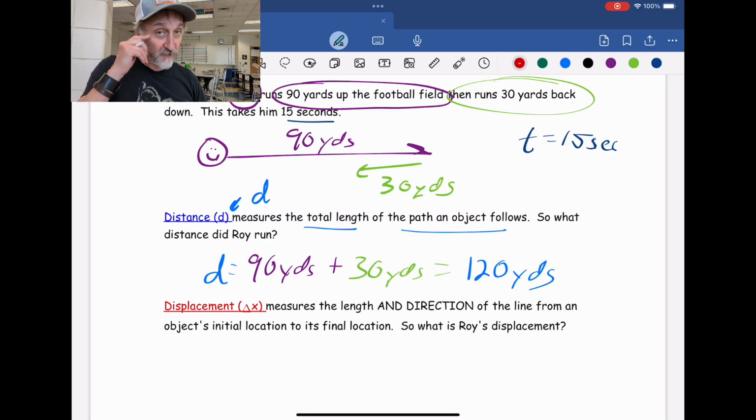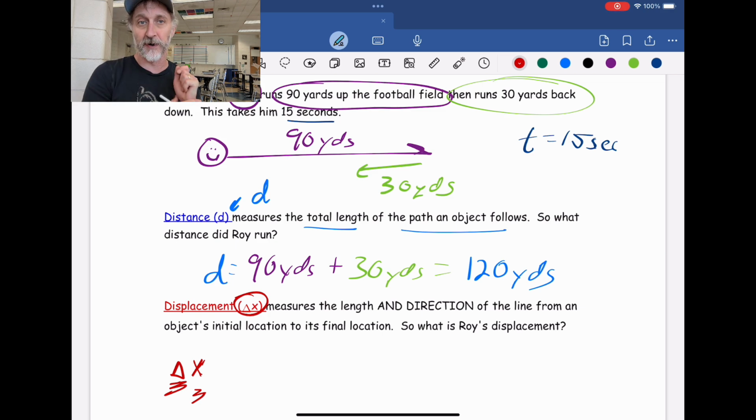Now in physics, more often than not, we don't care so much about the distance the object traveled. We care about what's called the displacement. The symbol for displacement is the Greek letter delta, as in change in. If you don't know, it's just a triangle, x. The textbook definition of displacement is change in position. We'll learn more about that at the very end of the video. But for now, the symbol for displacement is triangle x, delta x. What this does is it measures the length and the direction of the straight line from an object's initial location to its final location.